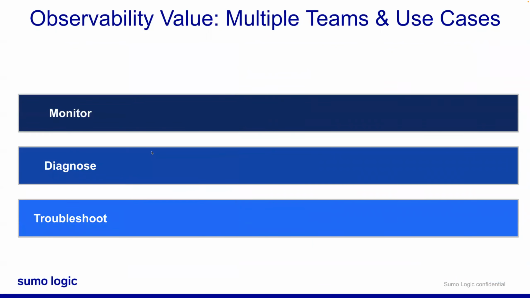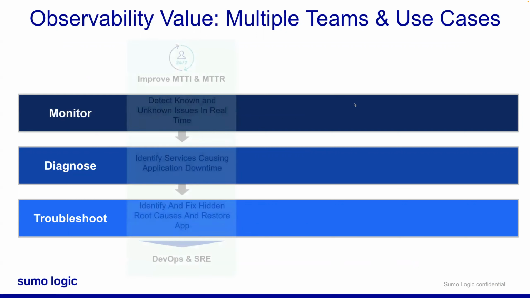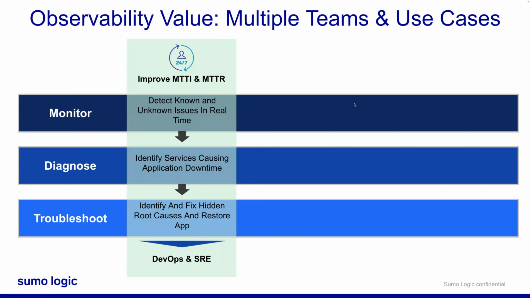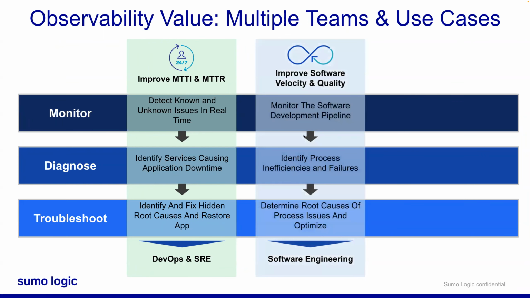Now, with the monitoring, diagnosing, troubleshooting, there are many teams and use cases that can benefit from Sumo Logic. So, for example, the DevOps and the SREs on your team, those individuals that are responsible for monitoring the health of an application, observability is going to be helpful for them. Why? Because it can help them monitor, diagnose, and troubleshoot application health issues. Observability is going to help the software engineer on the team, or multiple software engineers on the team, by providing visibility into the software pipeline. By collecting information about the software pipeline and identifying issues with the software delivery process, teams can improve the quality as well as the delivery of their application.